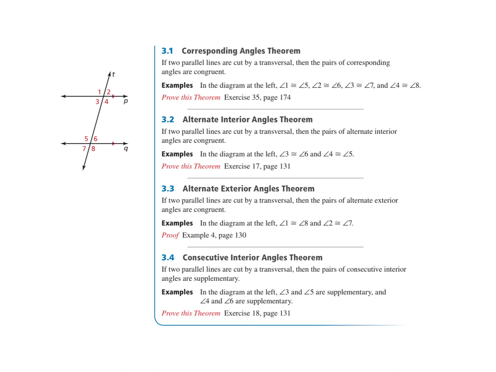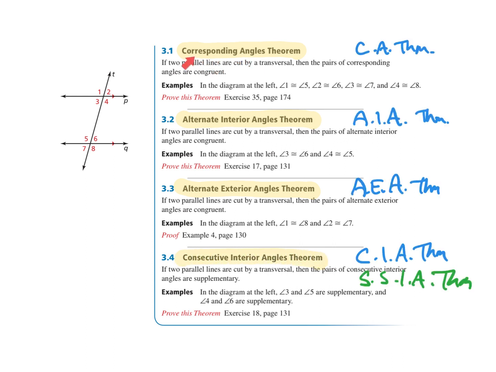And so we introduced ourselves to 4 new theorems: the corresponding angles theorem, alternate interior angles theorem, alternate exterior angles theorem, and the consecutive interior angles theorem. We can abbreviate these as the CA theorem, the AIA theorem, the AEA theorem, and the CIA theorem, or same side interior angles theorem, SSIA.